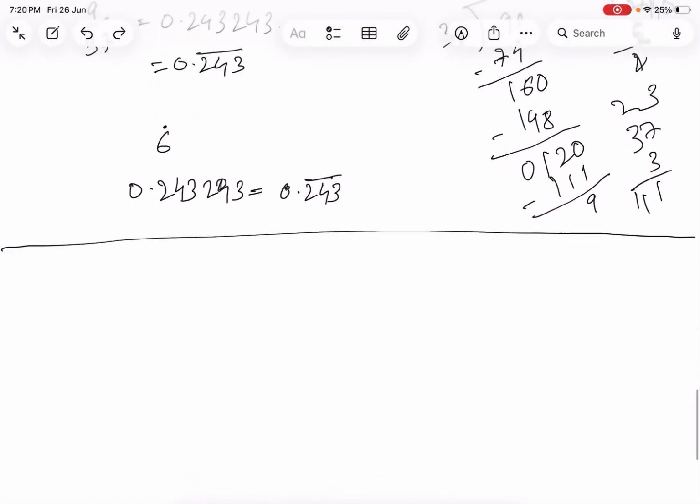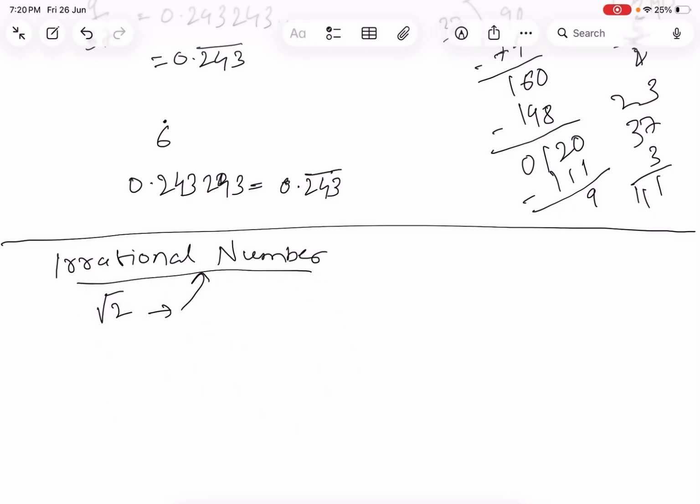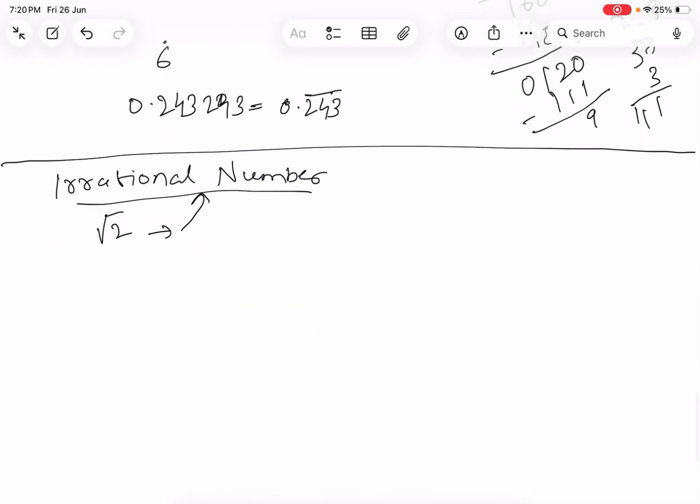Now apart from this, there are other numbers as well on the number line which are not rational numbers, and those numbers are known as irrational numbers. The numbers that are there on the number line but are not rational numbers are called irrational numbers. One example is square root of 2. Now square root of 2 is an irrational number, but how will you locate it on your number line?